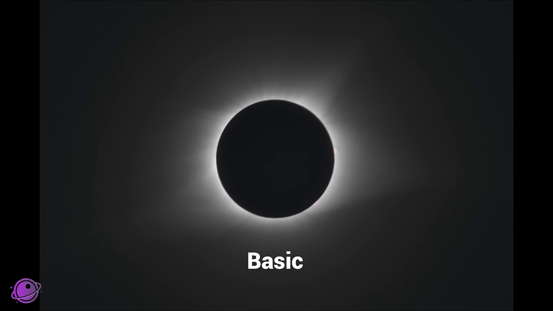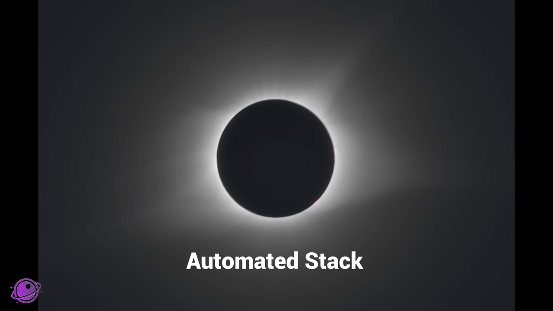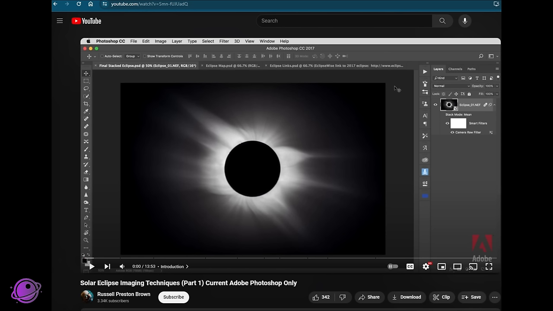The rest of the video is broken down into four sections. The first section is manually aligning the six frames that I'll be working with in Photoshop. Then we'll use those aligned frames to create three different types of HDR images of the eclipse. The first method is basic and takes about 2 minutes. We will then spend a couple of minutes to make that basic a little bit better. For the second method, we'll try out an automated stack followed by a few more minutes of making that better, putting my own twist on Russell Preston Brown's video from a few years ago.